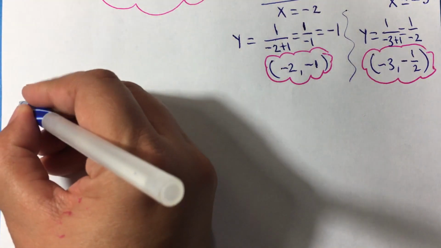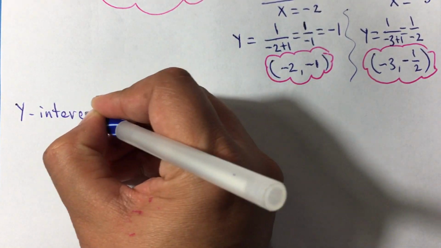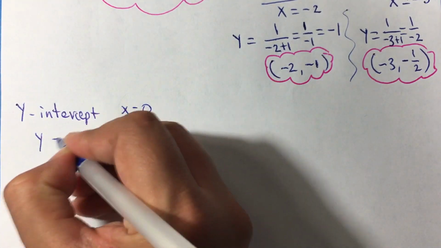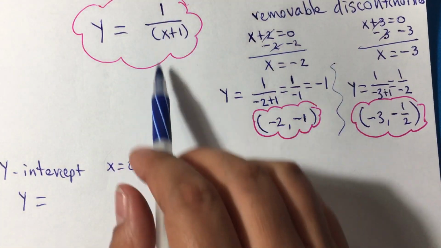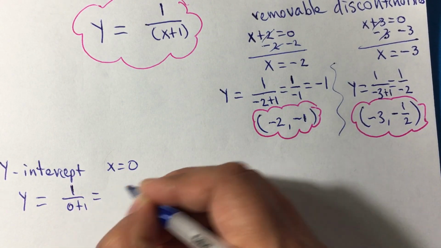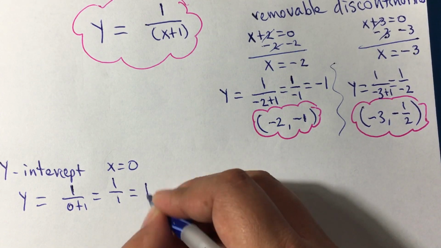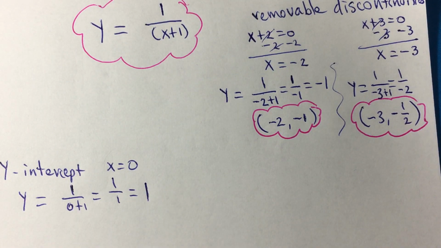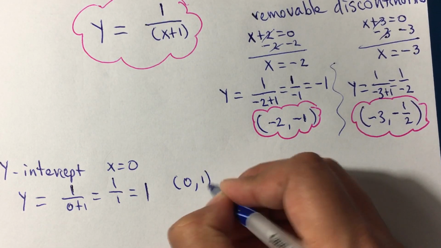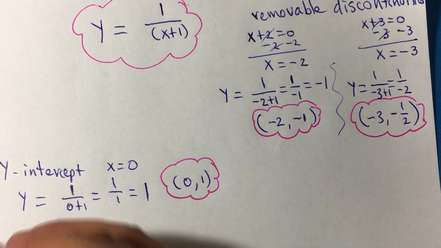Okay, so the y-intercept. Remember that x is equal to 0, so for y we substitute 0: 1 over 0 plus 1. 1 over 0 plus 1 is 1, and 1 divided by 1 is 1. So this is my y-intercept. It's going to be at (0, 1).